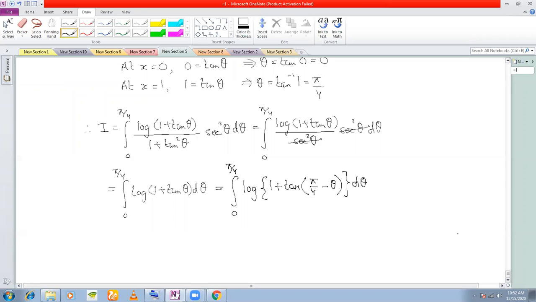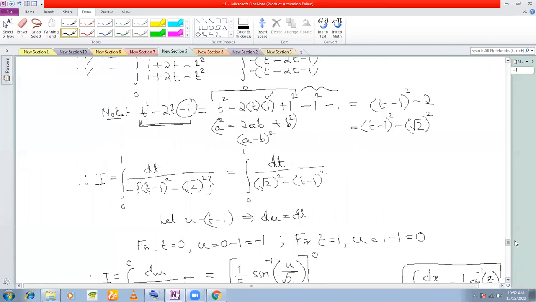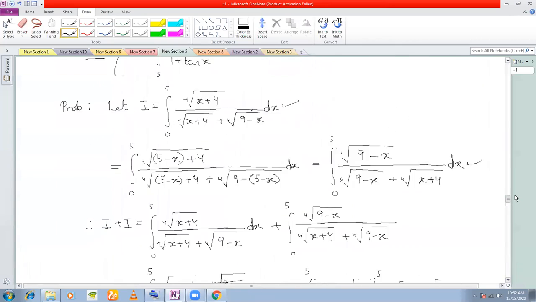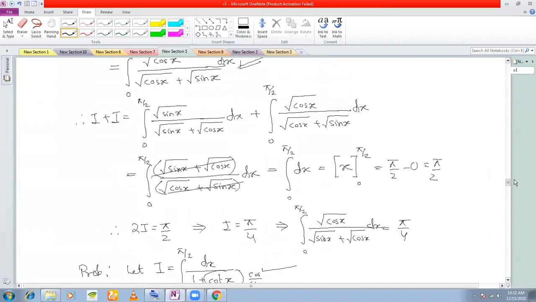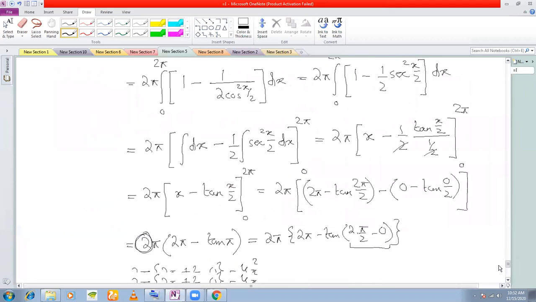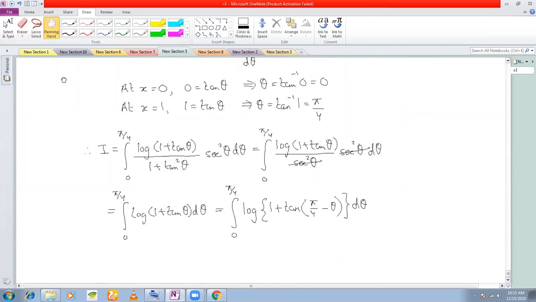Any questions in this step? We have applied this property. Let me just show you the property once to refresh your memory. This one. Integral 0 to a f(x) dx is equal to integral 0 to a f(a minus x) dx. This property we have worked out a lot of sums. Today the last sum of this property. Okay. So a here is how much? A here is pi by 4. Okay. So that is what we have put.